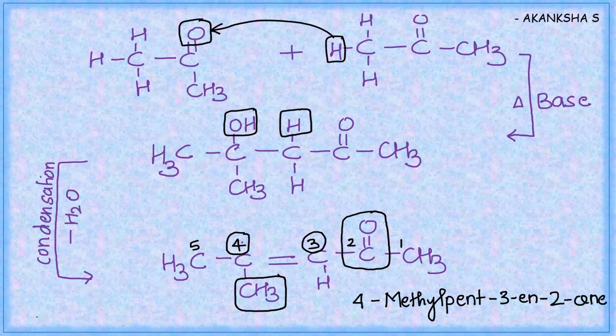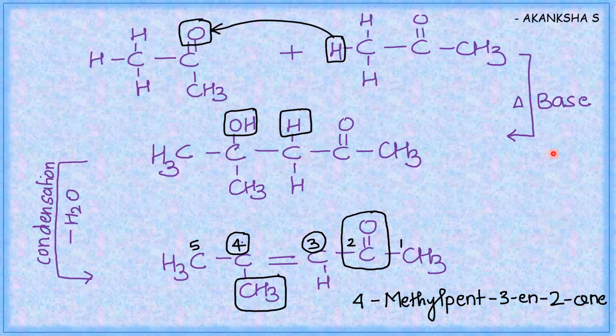So how did we name it? We first started with the one that is branched, the methyl group. The number it is branched on is 4. So 4-methyl. The base carbon chain is of 5 atoms, so pent. On the third atom, we have an alkene or a double bond, so 3-ene. And on the second carbon, we have a ketone group, that is 2-one. So 4-methylpent-3-en-2-one.